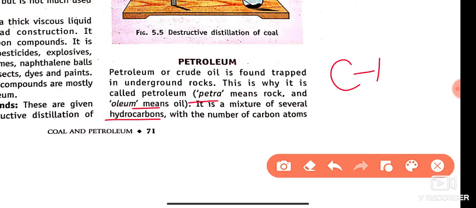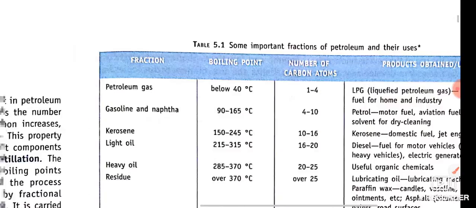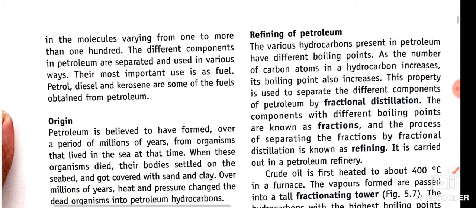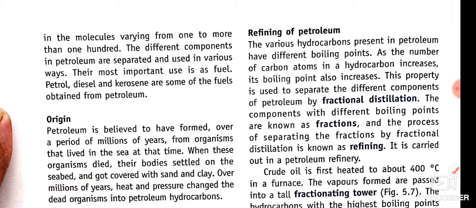That means compounds of hydrogen and carbon in the molecules varying from 1 to more than hundreds, like a polymer of hydrogen and carbon. The different components in the petroleum are separated and used in various ways. Their most important use is as a fuel; petrol, diesel, and kerosene are some of the fuels that we obtain from petroleum.